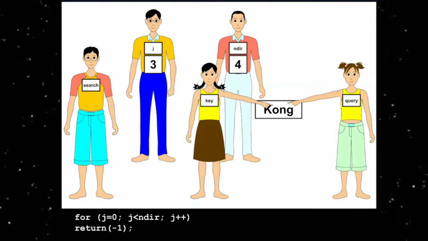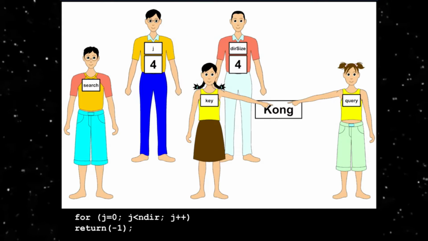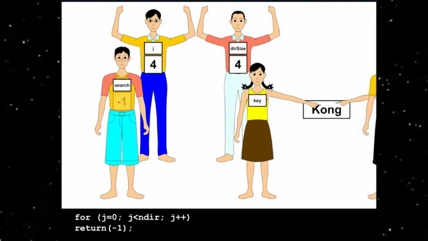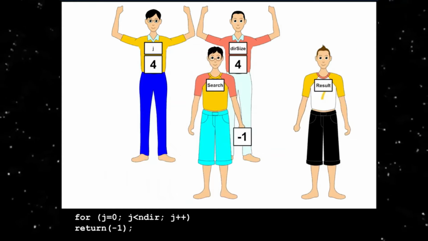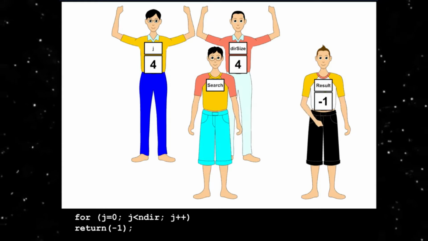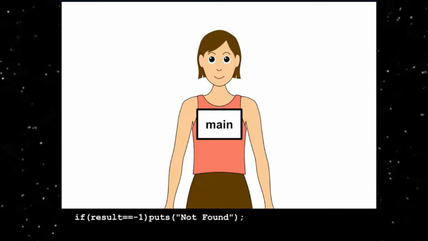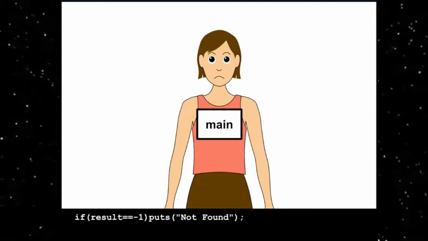Because it is not a match, we increment j to 4. Therefore, j is not less than the dir size, which is 4. Because that is not a match at all, search returns -1, and the -1 is put into result. The result is -1. Therefore, we print not found.